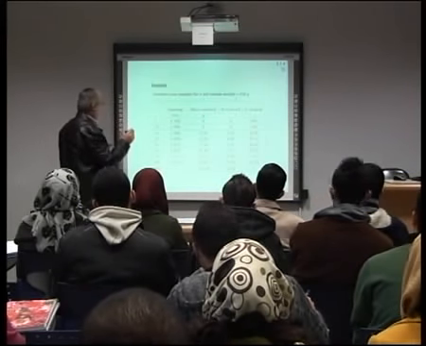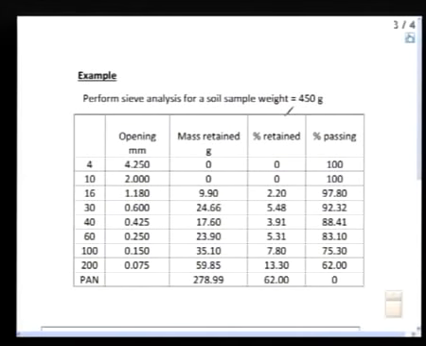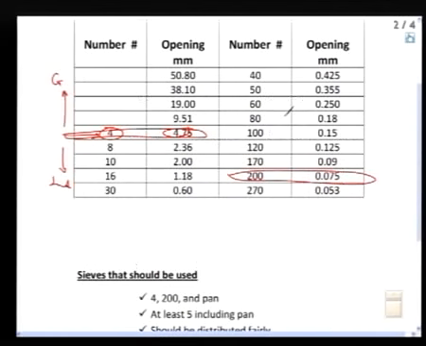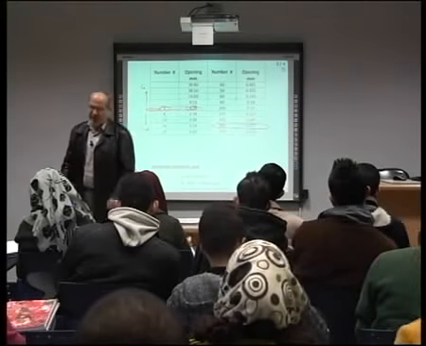Okay. We were here. No, this is the example. Okay, we go back. By the way, you don't have to memorize all of these numbers and openings, okay? But you have to memorize 2 of them at least. You have to memorize that number 4 is 4.75, number 200 is 0.075.